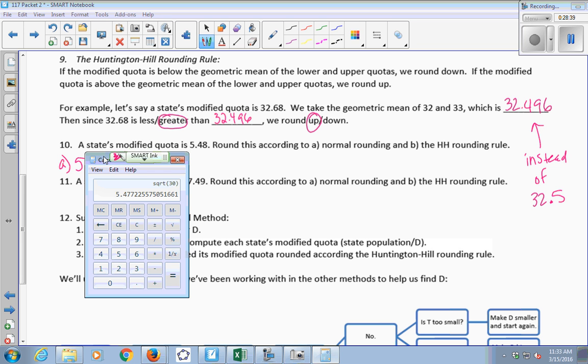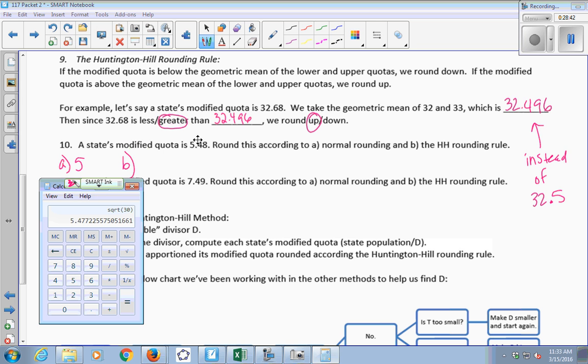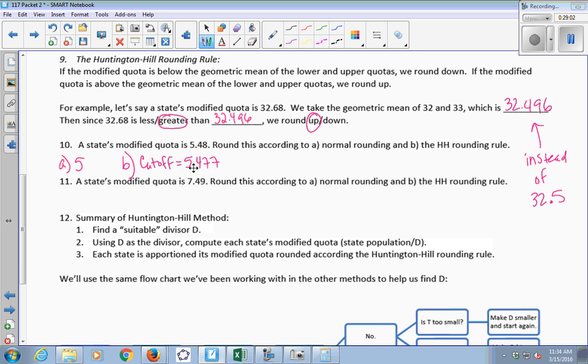So my cutoff is 5.477. Is 5.48 above this cutoff or below? 5.48 is bigger than the cutoff. So let's write down the cutoff for rounding is 5.477. When you're below that, round down. Above that, round up. So my number 5.48 is bigger than that, so I should round up to 6.